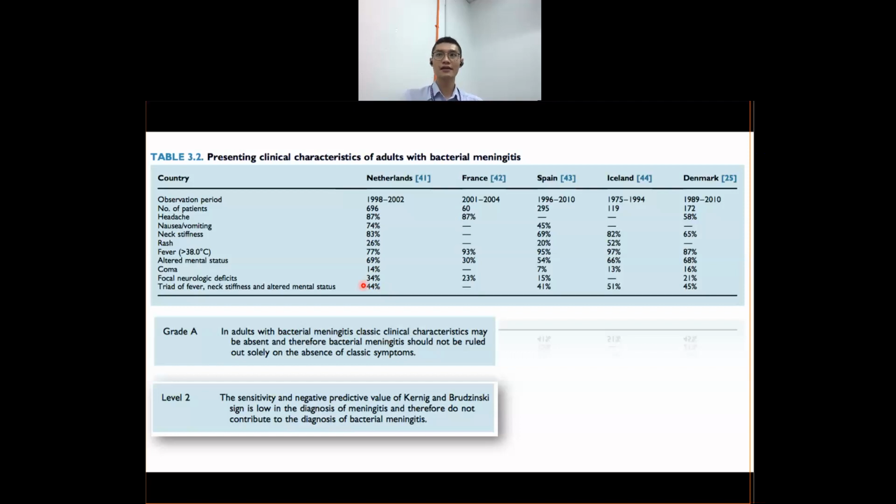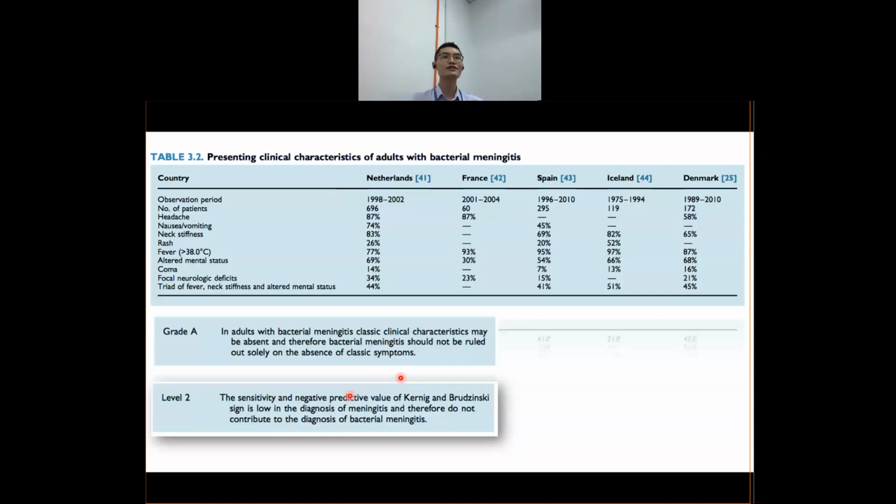Bear in mind that I told you the clinical presentation sometimes depends on the age group and also the immune status of the patient. So you can see the recommendation given by the guideline. It says that in adults with bacterial meningitis, sometimes classic clinical characteristics may be absent, and therefore bacterial meningitis should not be ruled out solely on the absence of classic symptoms. You need to have a very high index of suspicion.